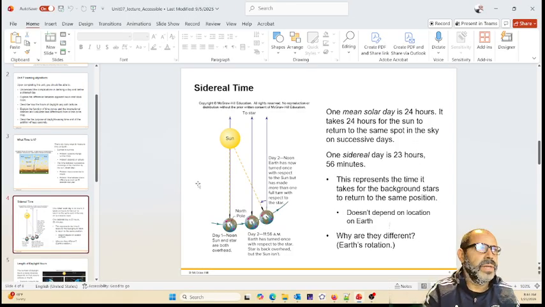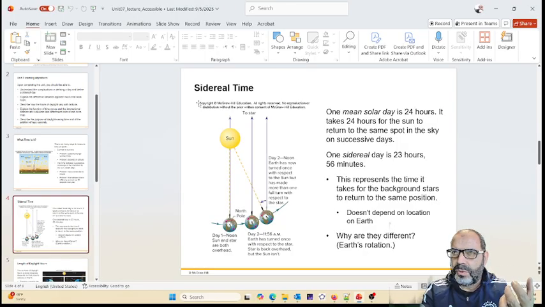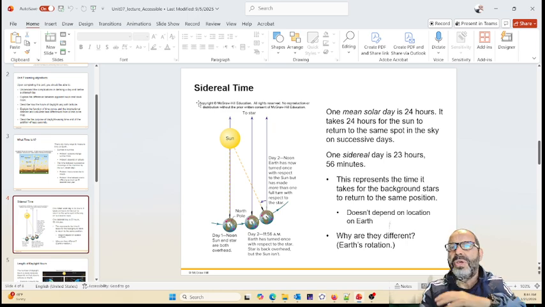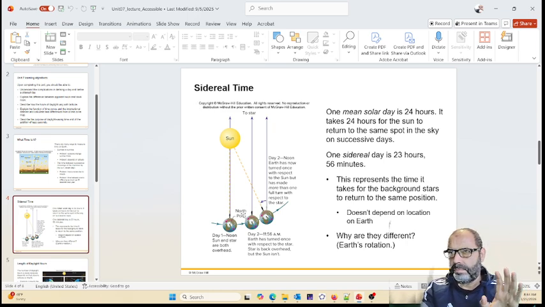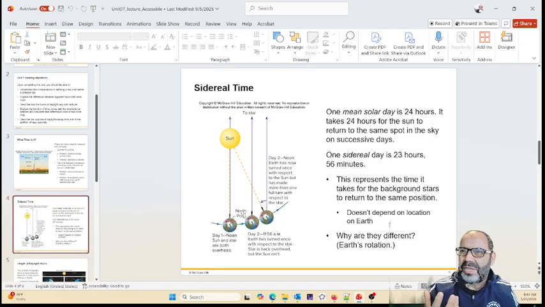So the sidereal day refers to the rotation of the Earth around its own axis with respect to the stars. So this is the actual rotation. The Earth does only 23 hours and 56 minutes spinning around its own axis. You need the extra 4 minutes to align itself so that the sun is in the same position as it was last time. So that's basically the distinction between the two.